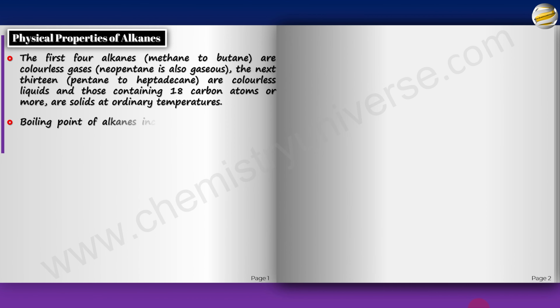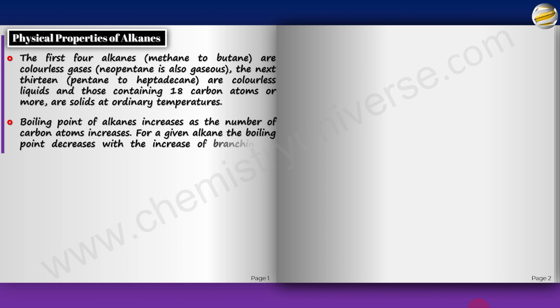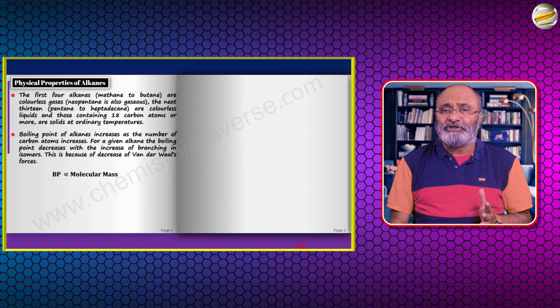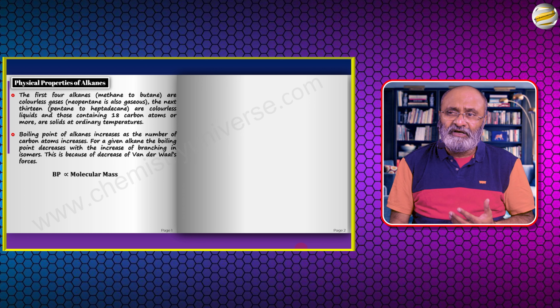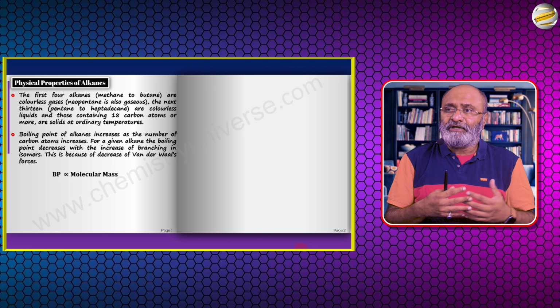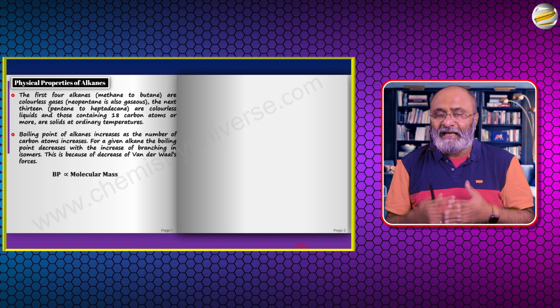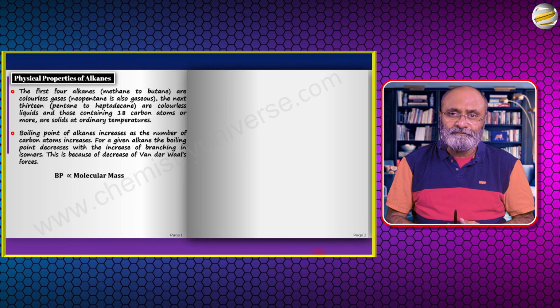Now, the boiling point of alkanes increases as the number of carbon atoms increases. For a given alkane, the boiling point decreases with the increase of branching in isomers. This is because of the decrease of van der Waals forces. And as I said, boiling point is directly related to molecular mass. Remember, it's not directly proportional to molecular mass, it is directly related to molecular mass, for all the reasons that I told you why you have condensed states of alkanes as the molecular mass increases. And therefore, the more the molecular mass of a liquid alkane, the higher its boiling point.